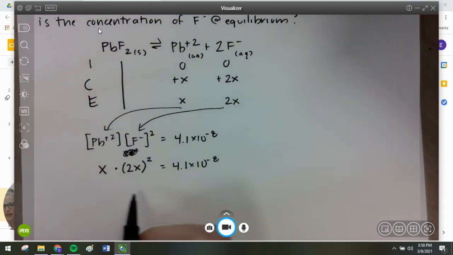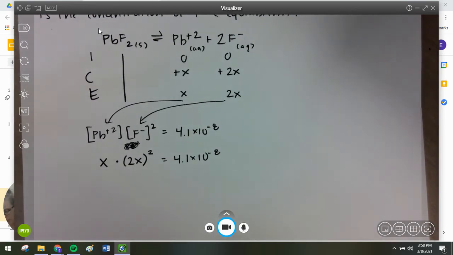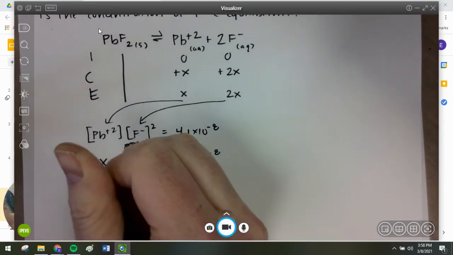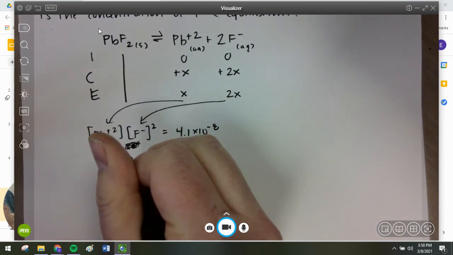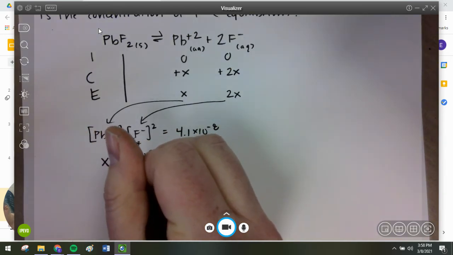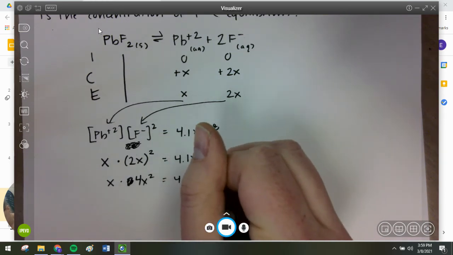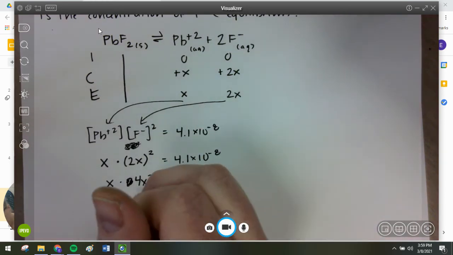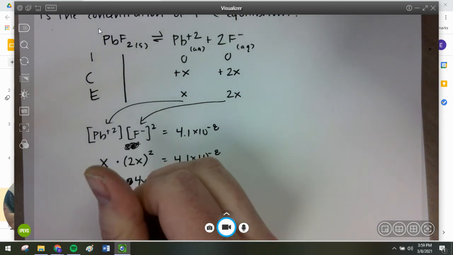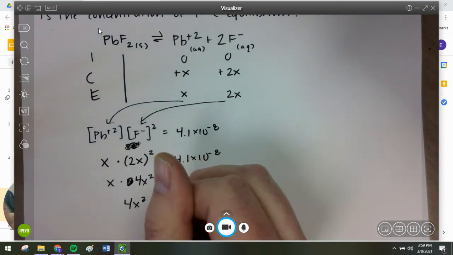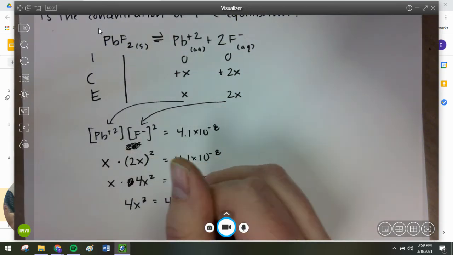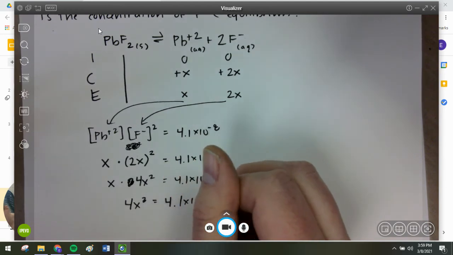So that is my equilibrium expression with my equilibrium values put into here. What that's going to give me is x times 4x squared here, and that's equal to 4.1 times 10 to the negative 8th. And so I end up getting 4x cubed equal to 4.1 times 10 to the negative 8th here.